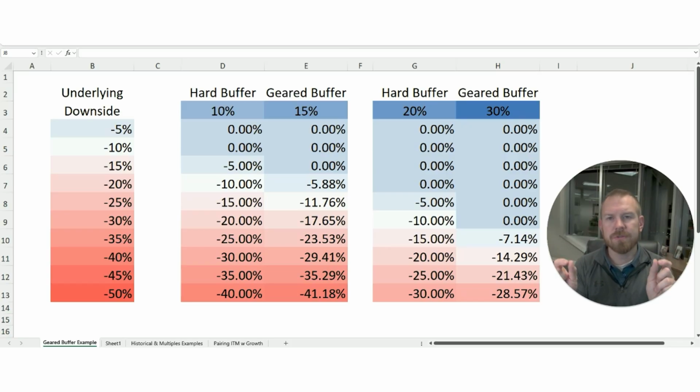The reason I paired those two together is that typically, when you're designing these structured notes, the cost of that downside protection is very similar, even though you're adding a higher percentage to the geared. So let's go through a couple of examples.